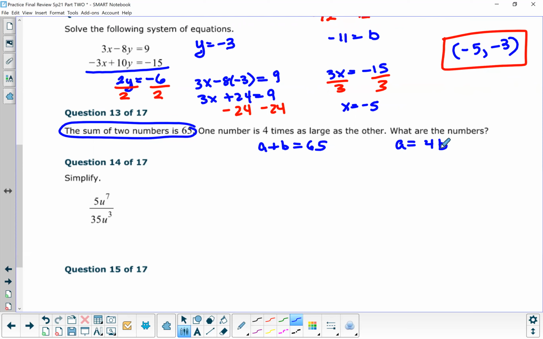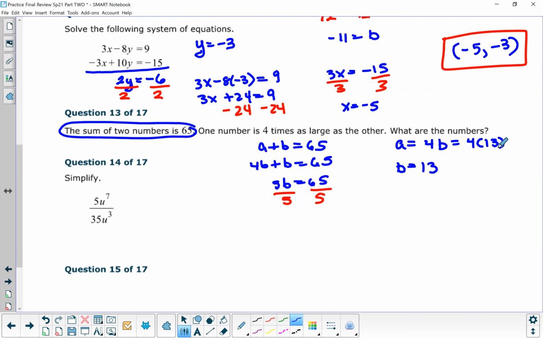So I can substitute for A. We get 4B plus B equals 65. So we have 5B equals 65. And if I divide both sides by 5, I get B is equal to 13. Okay, the first number we have A equals 4B, so now I can do 4 times 13.